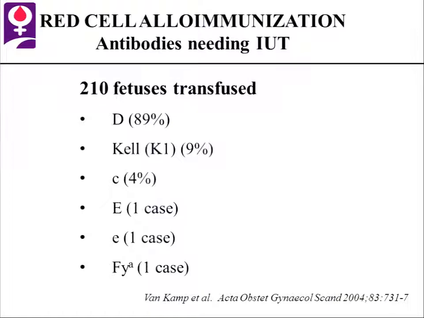And when you look at why we transfuse babies in utero for fetal disease, again you see D at the top of the list. This is a large series from the Leiden group in the Netherlands. KEL's number 2, so KEL's the next most common antibody that causes disease. Little c is up there. And then there's a smattering of cases in a very large series from a single referral center for the whole country in Holland of E, little e, and FYA. So again, D, KEL, little c are the players.